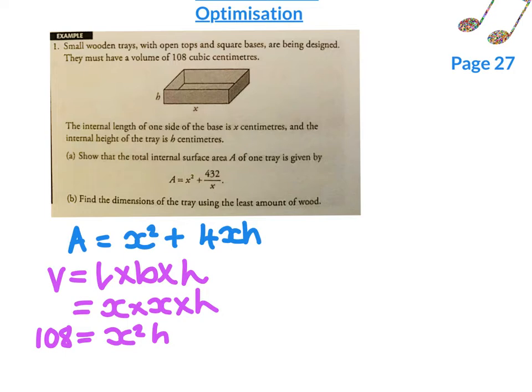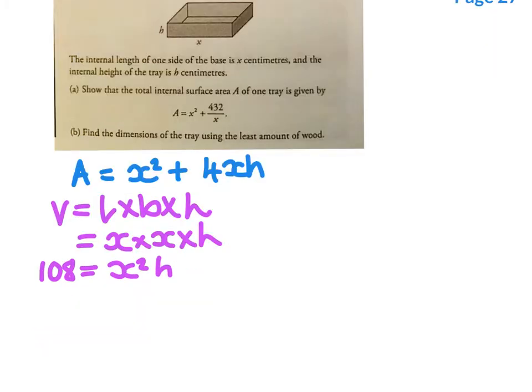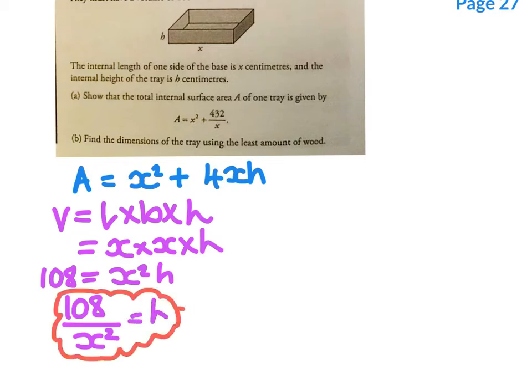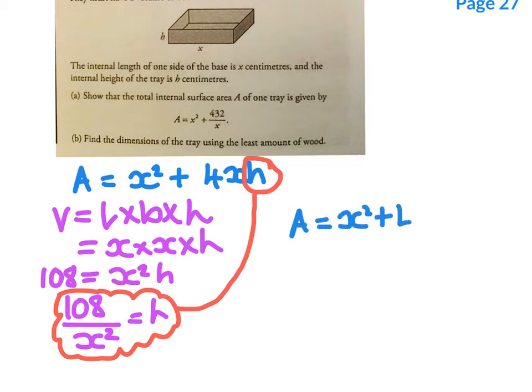I'm going to rearrange this so that I can find a way of saying h in terms of x. So I'm going to divide both sides by x squared, and I get 108 divided by x squared is equal to h. And what I'm going to do is I'm going to replace the h up here with this new expression that I found for h. So the area is equal to x squared plus 4 times x times, in this case, 108 over x squared.